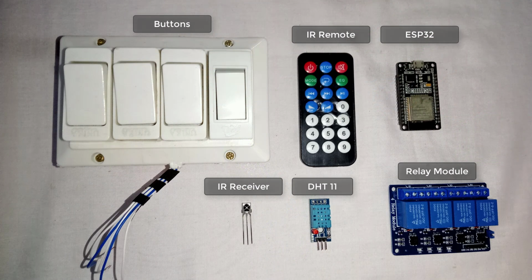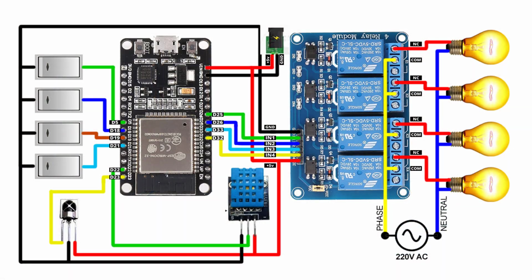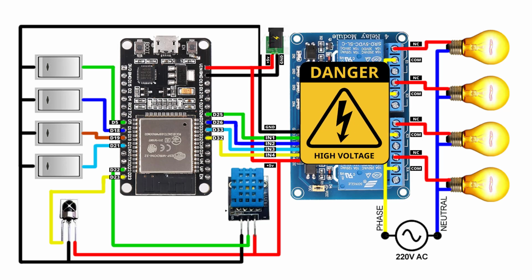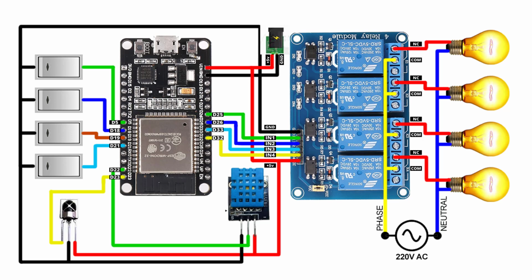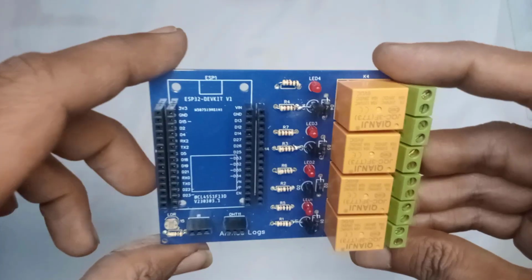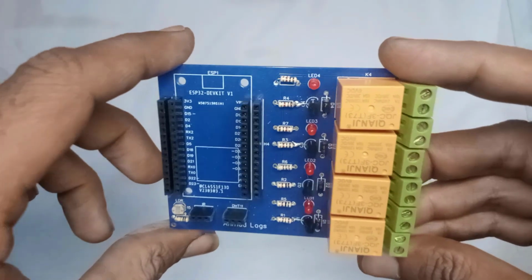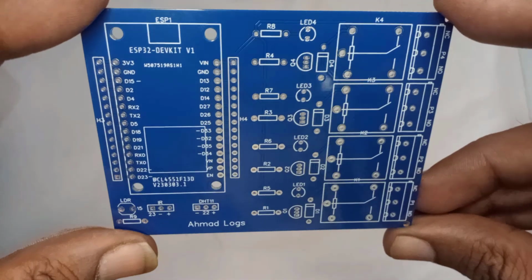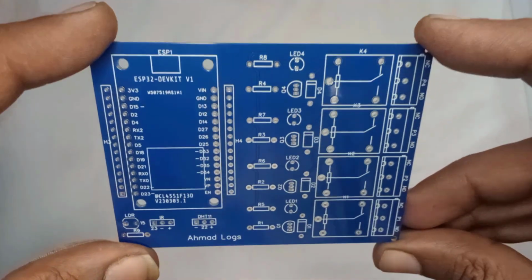Next, to build this project on a breadboard, you will need the following main components. You just simply follow this wiring diagram to connect all the components. Here I have connected the AC bulbs to the relays, which involves high voltages. So take proper precautions and ensure your safety before working with high voltages. If you need more professional looking version of this project, you may consider using my custom designed PCB.